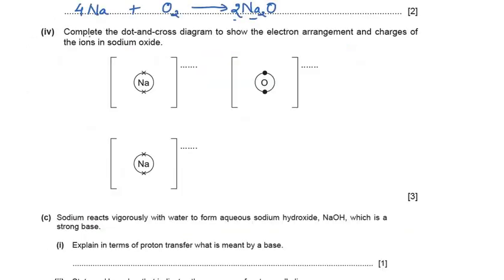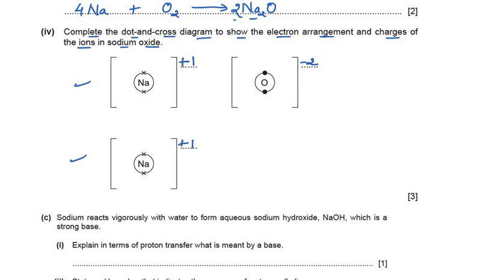Which says, complete the dot and cross diagram to show the electron arrangement and charges of the ions in sodium oxide. Now, in sodium oxide, we can see that one shell of sodium is given, and for oxygen and sodium, again one shell for each is given. Now we know that the charge of sodium is +1, so I'm writing +1 on both sides, and the charge of oxygen is -2. That's what I have written.